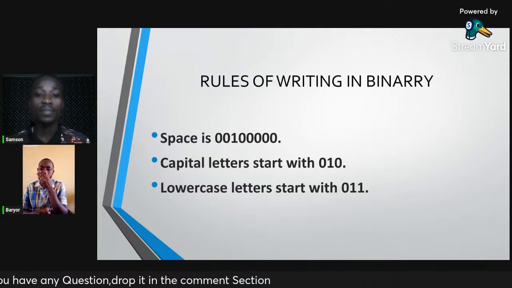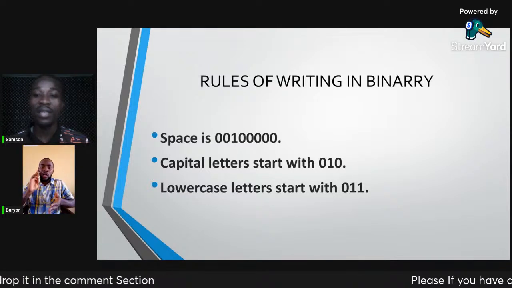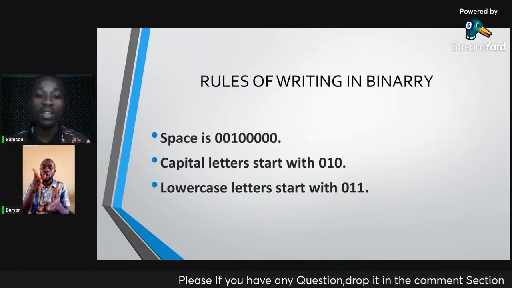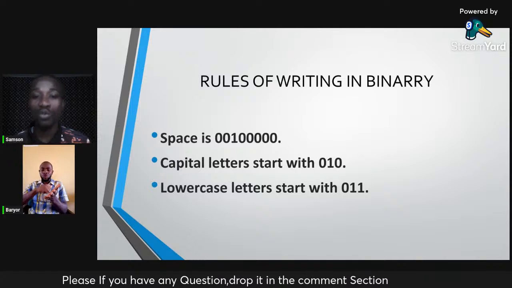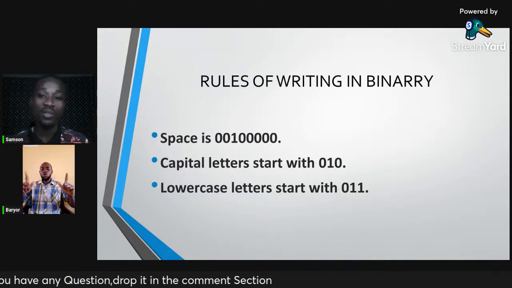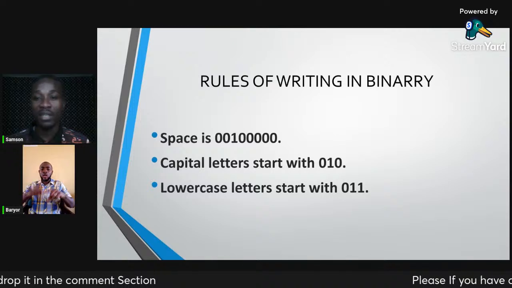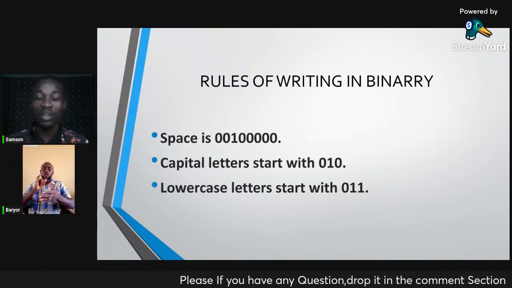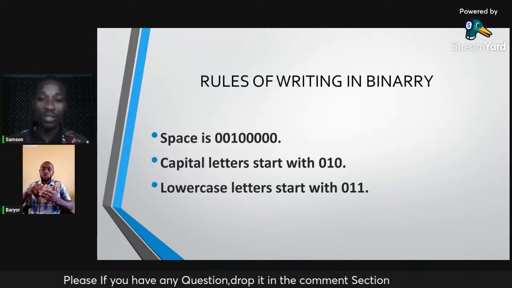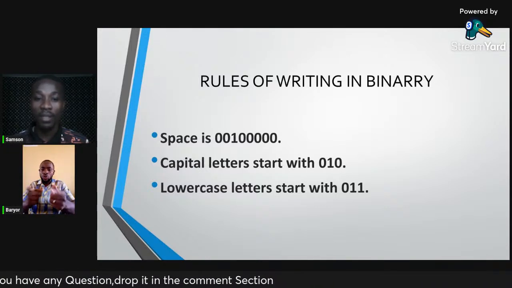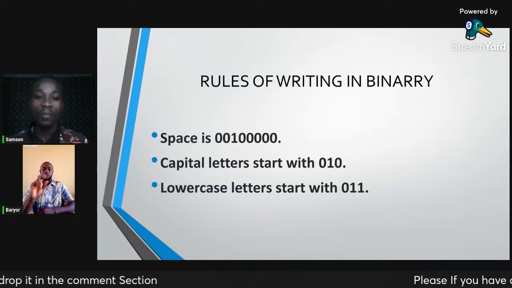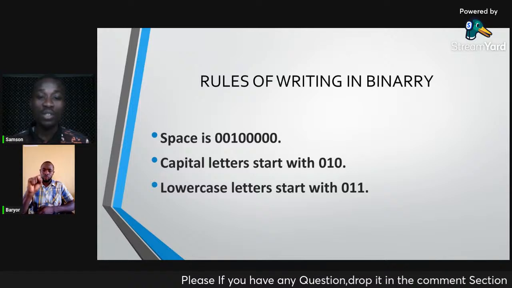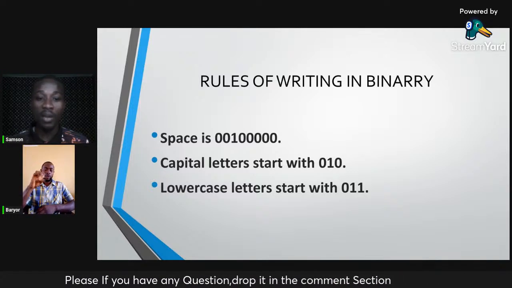All right. Here are the rules of writing in binary. Is that okay? So also there are some rules, just like we have in the English language. There are some rules that you must follow to be able to write in English. If I want to say my name is Samson in English, then I say his name Samson, that is totally wrong. So there are some rules that must be followed when you want to write in binary. Is that okay? So the first rule is to represent space in binary.